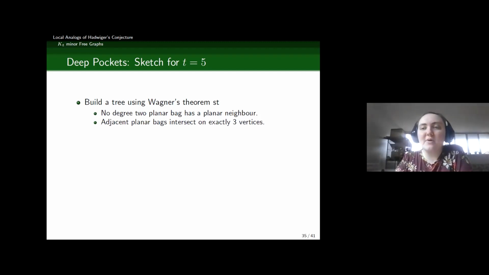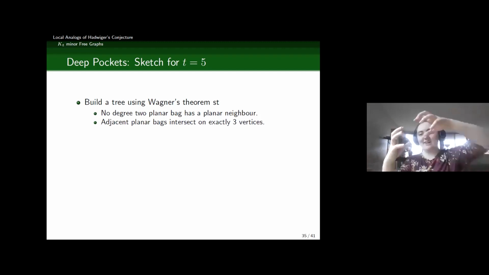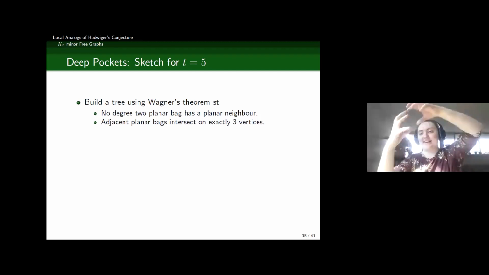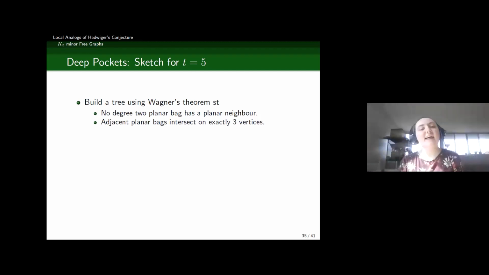For the first one, you can either merge the bags, or if you can't, you can kind of split one of the bags and end up with a degree 3 bag. And then for adjacent planar bags intersecting on exactly 3 vertices, if they just intersect on an edge or a point, you can just merge them and it's going to still be planar.